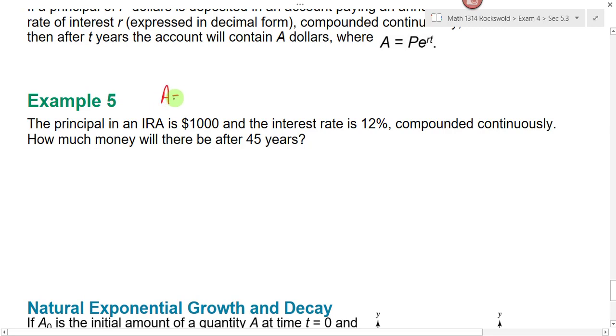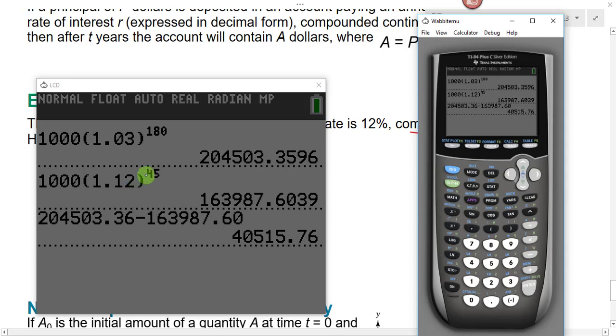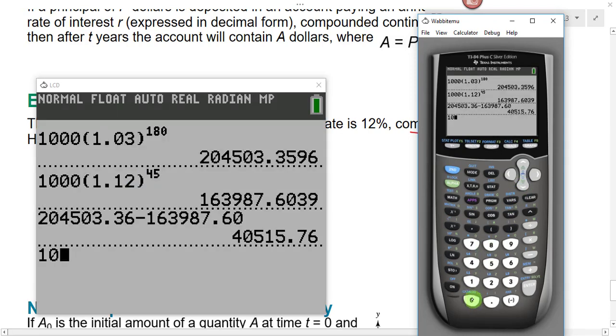Now we use the formula for compounding continuously. You have to explicitly be told that you're compounding continuously if you're going to use this formula. So for this problem, our principal was $1,000, and then we have e raised to the 0.12 times t, where t is equal to 45 years. Notice the interest rates are the same as what we had on the previous problem, so now we'll see how much money we could have gained if we had compounded continuously.